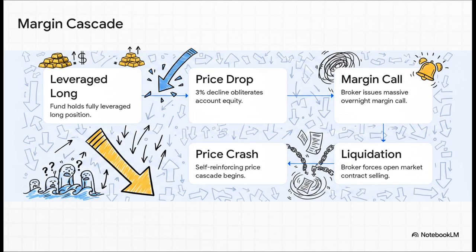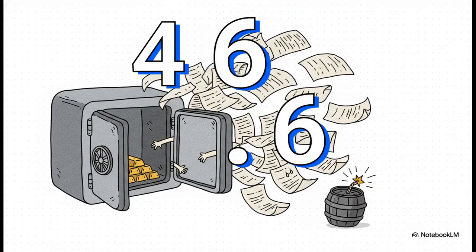Suddenly, step 3 hits. The broker issues a massive overnight margin call. The fund simply can't pay it. So the broker forcefully liquidates those contracts into the open market, which triggers step 5, a self-reinforcing price crash. You see, the COT report tells us who is in the water, but leverage tells us who is about to drown. We also have to consider structural risk in the physical vault.